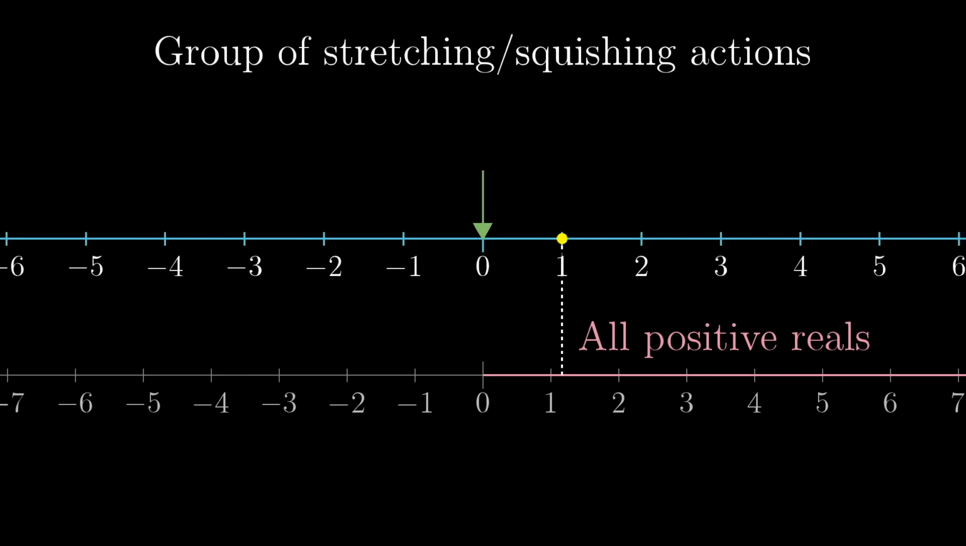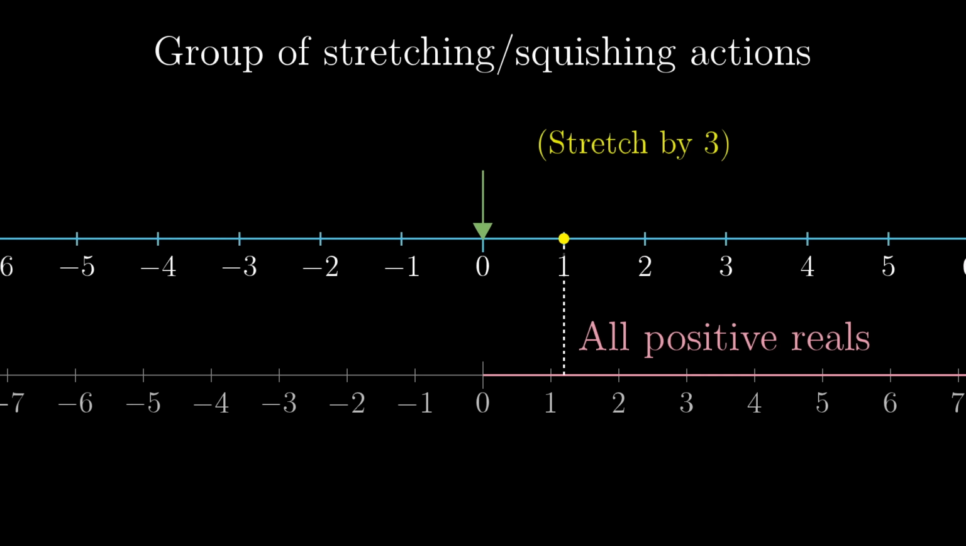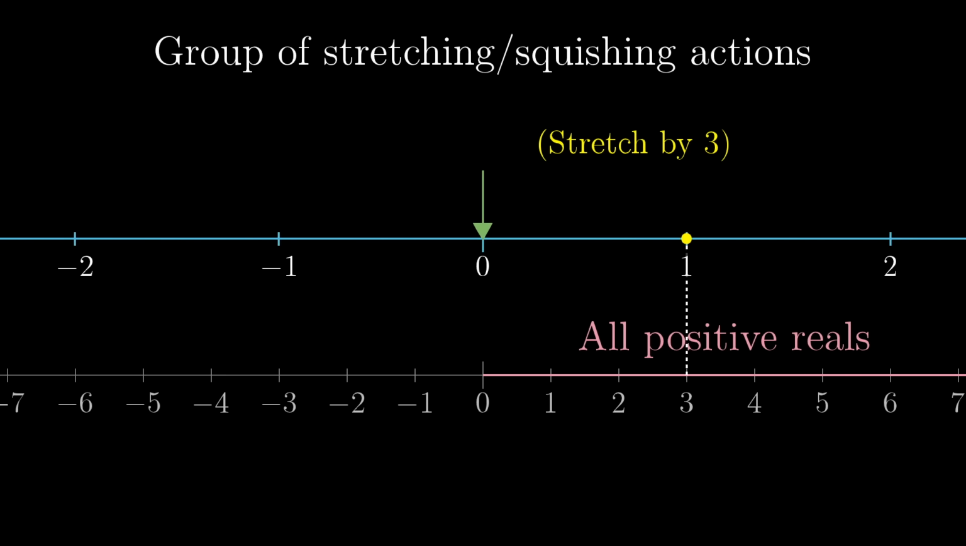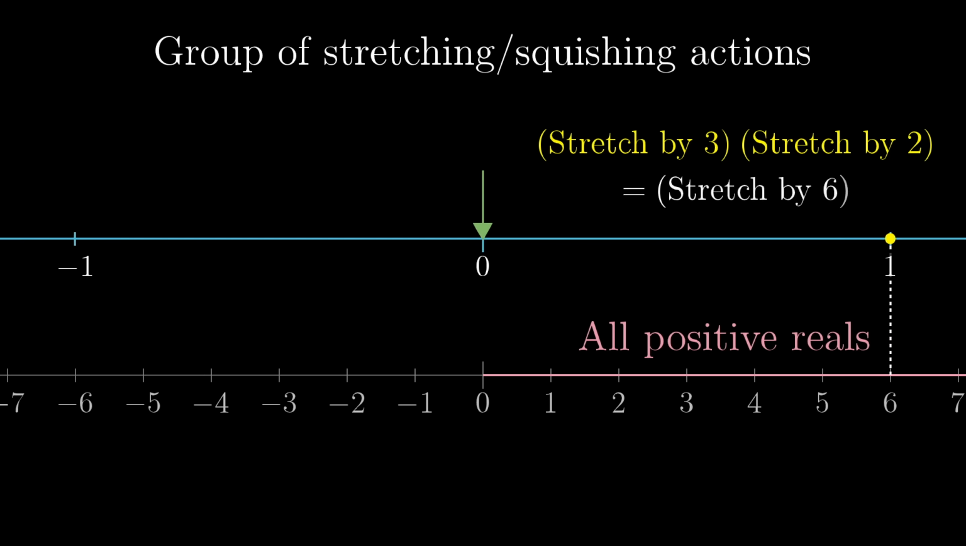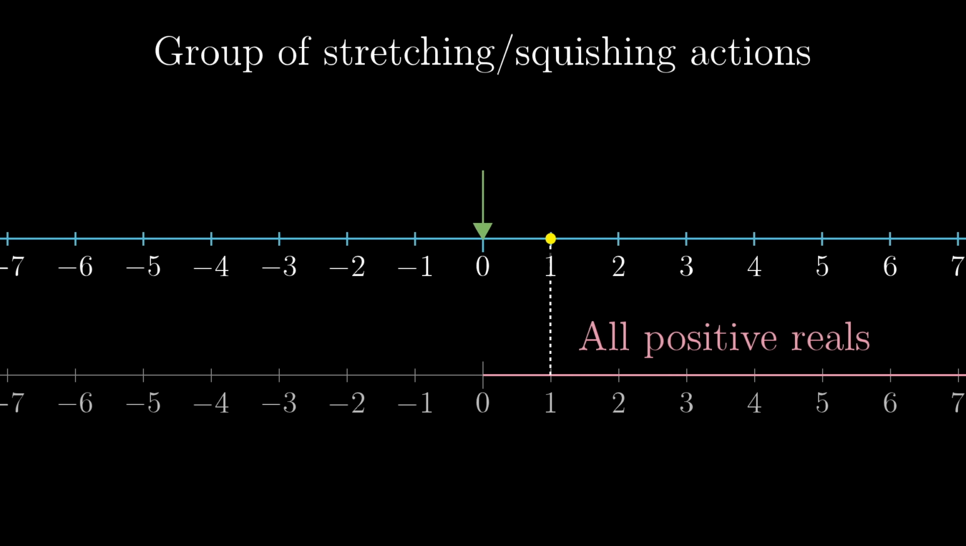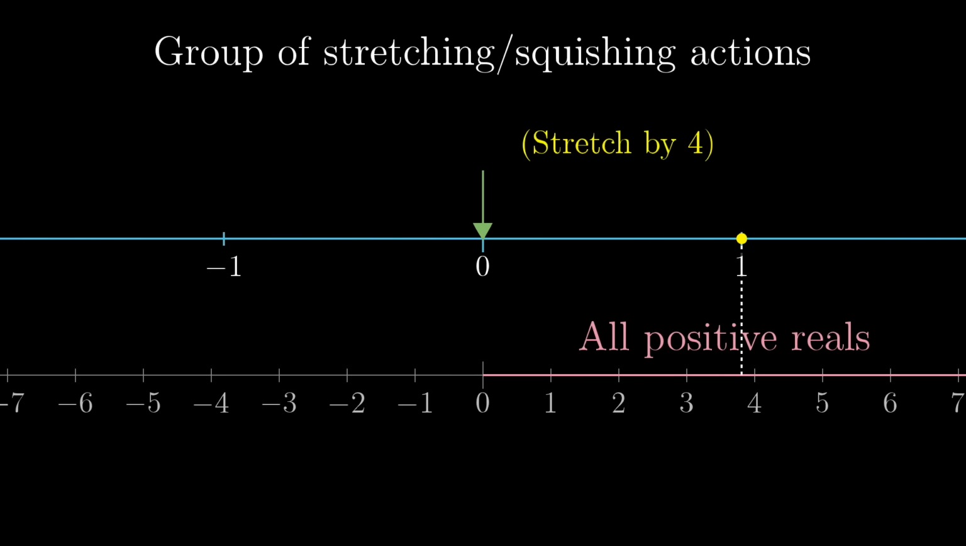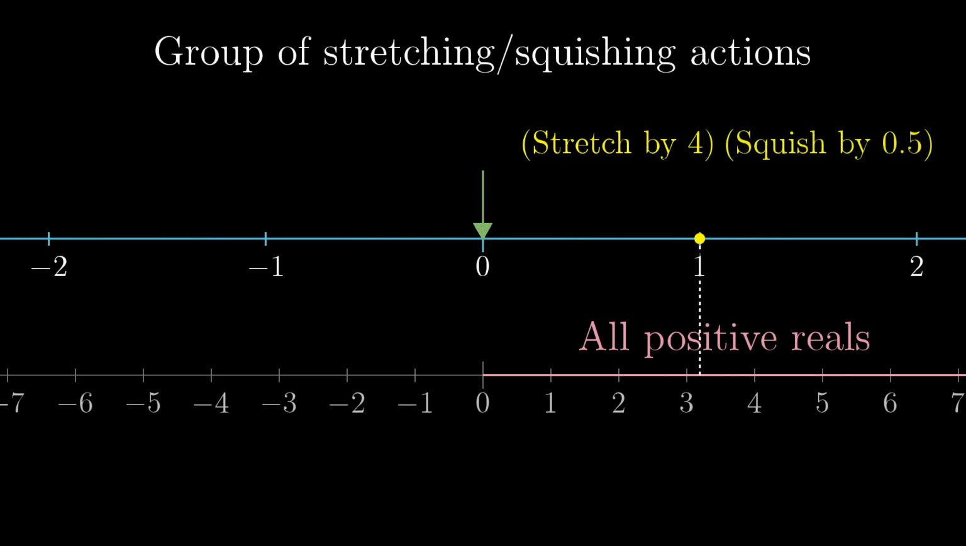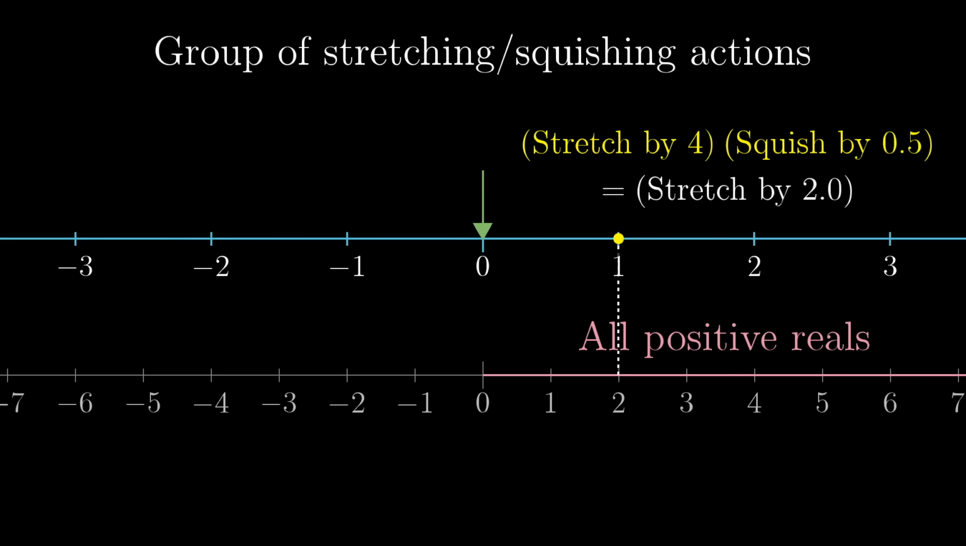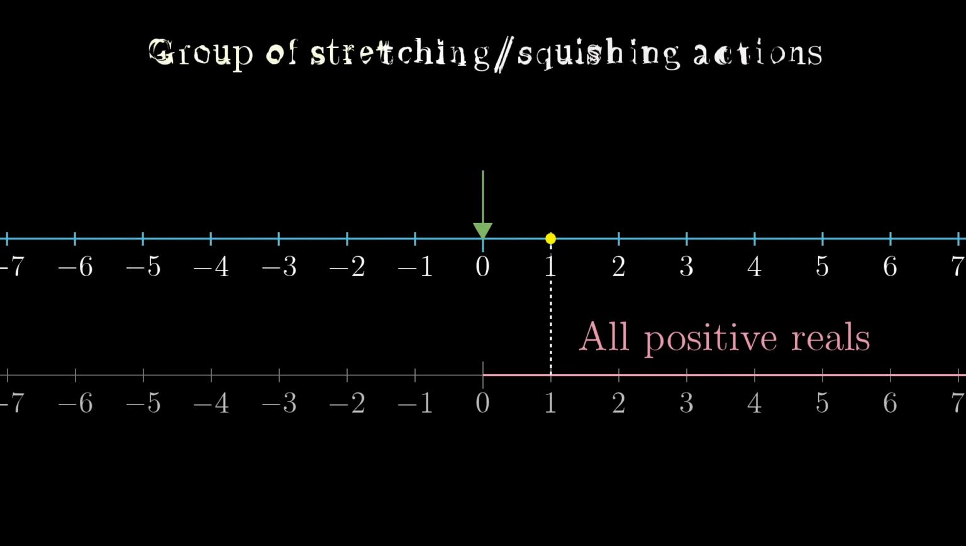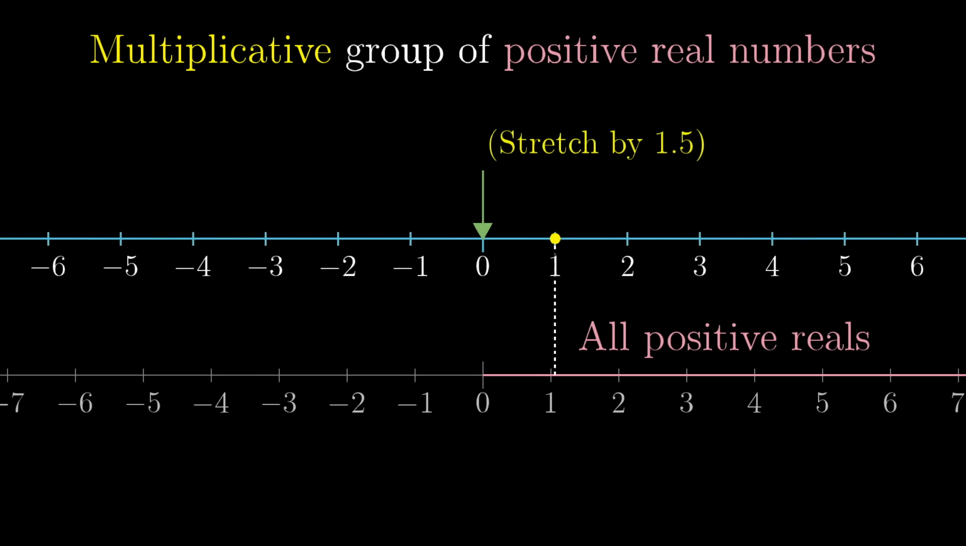Now, notice what composing actions looks like in this group. If I apply the stretch by 3 action, and then follow it with the stretch by 2 action, the overall effect is the same as if I had just applied the stretch by 6 action, the product of the two original numbers. And in general, applying one of these actions followed by another corresponds with multiplying the numbers that they're associated with. In fact, the name for this group is the multiplicative group of positive real numbers.